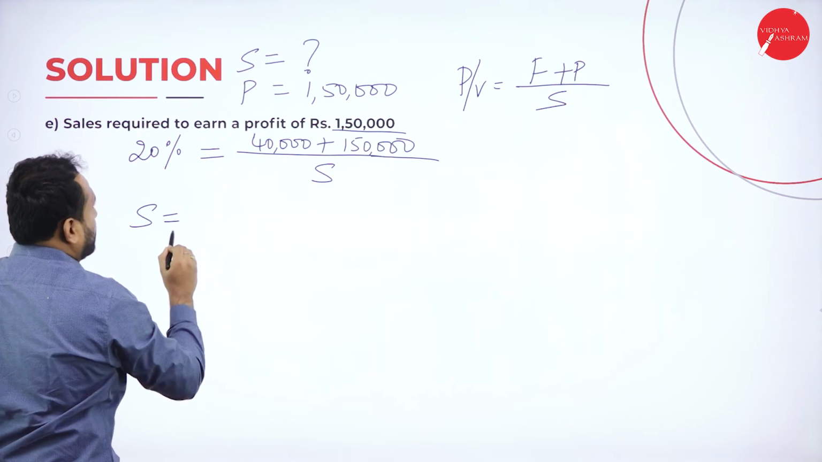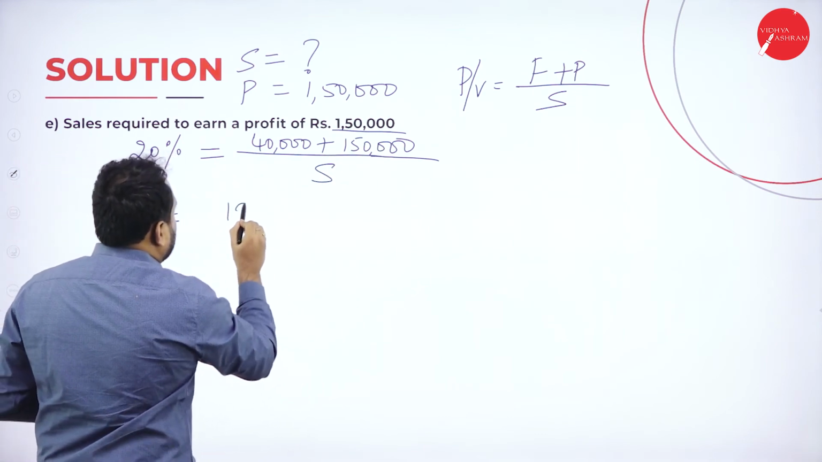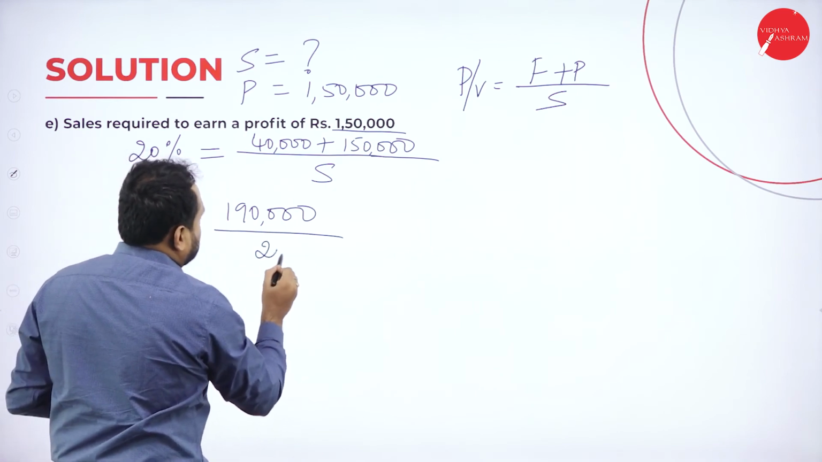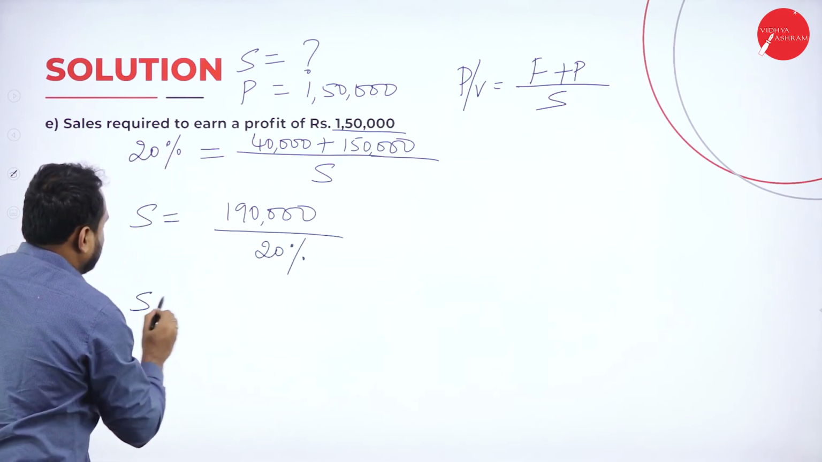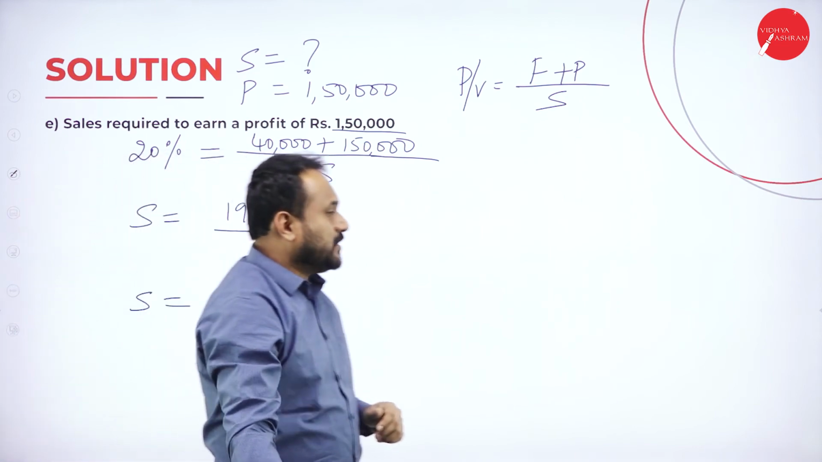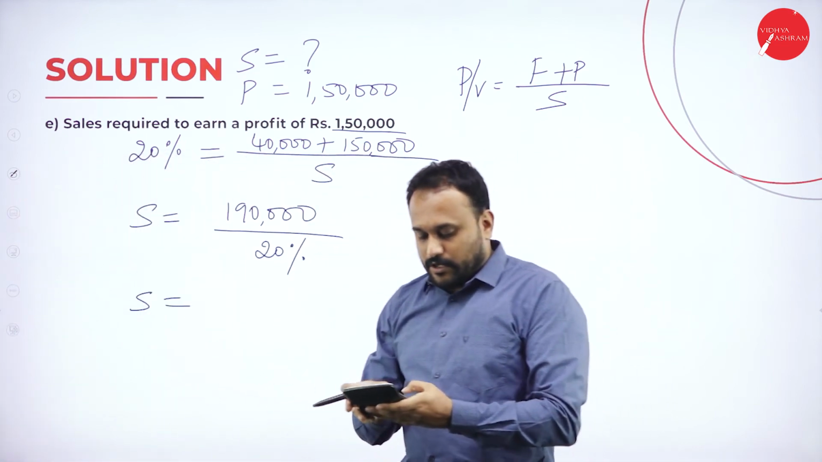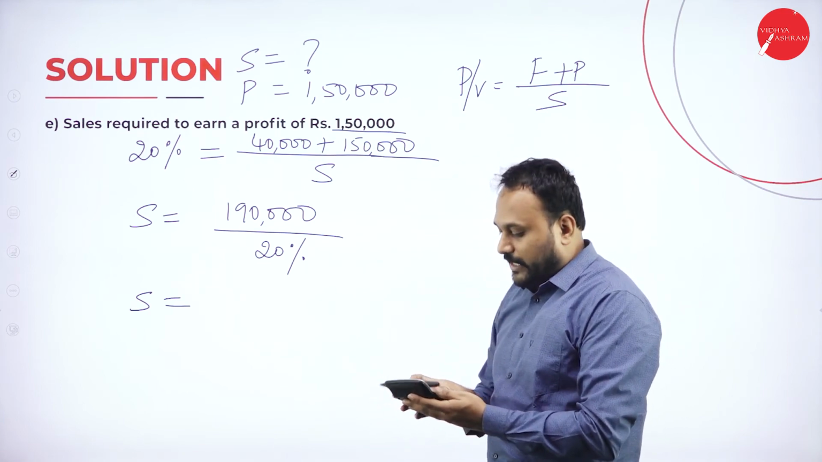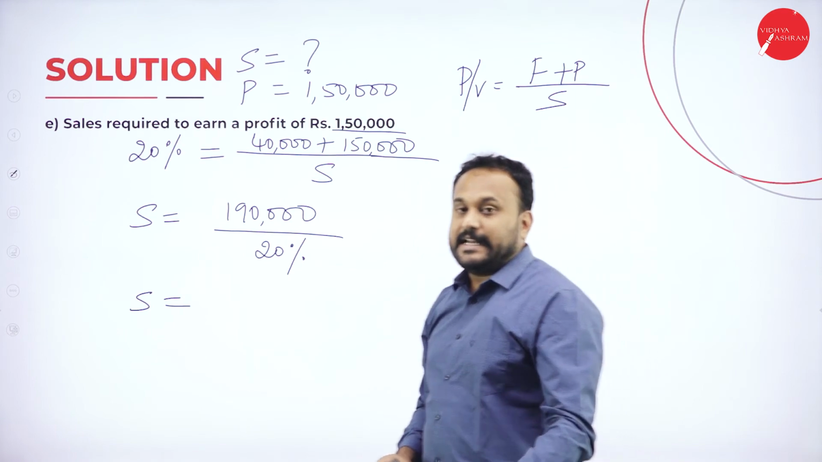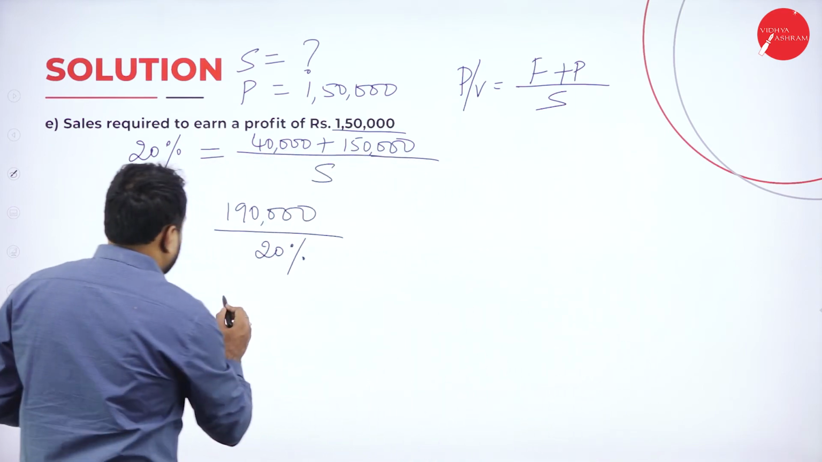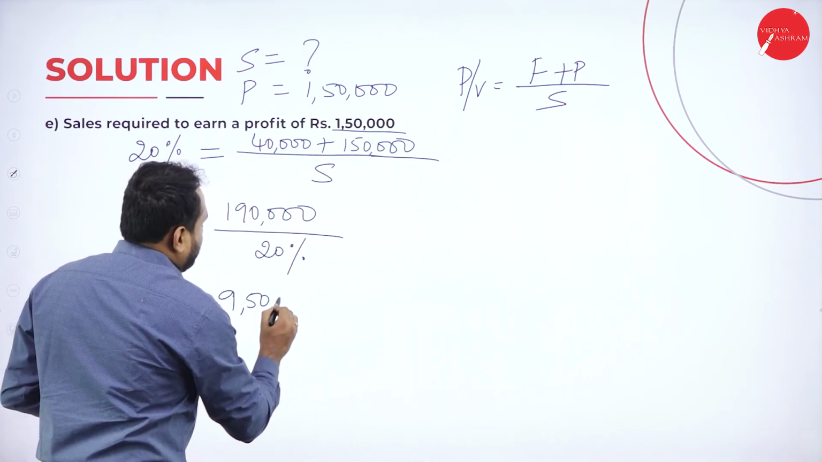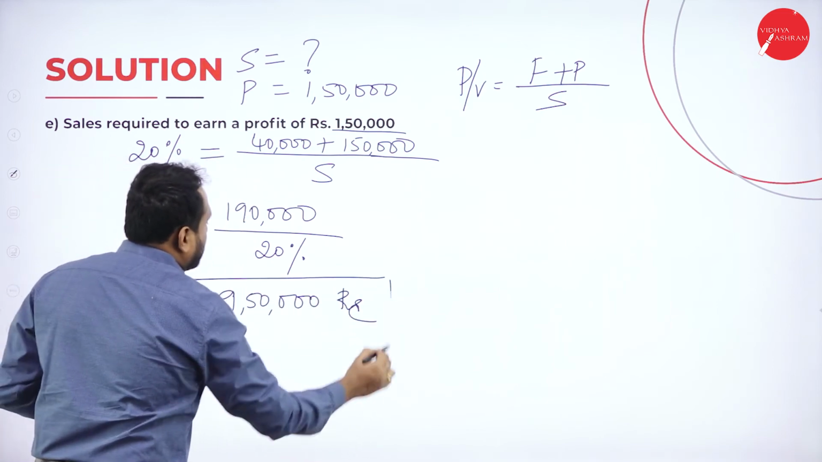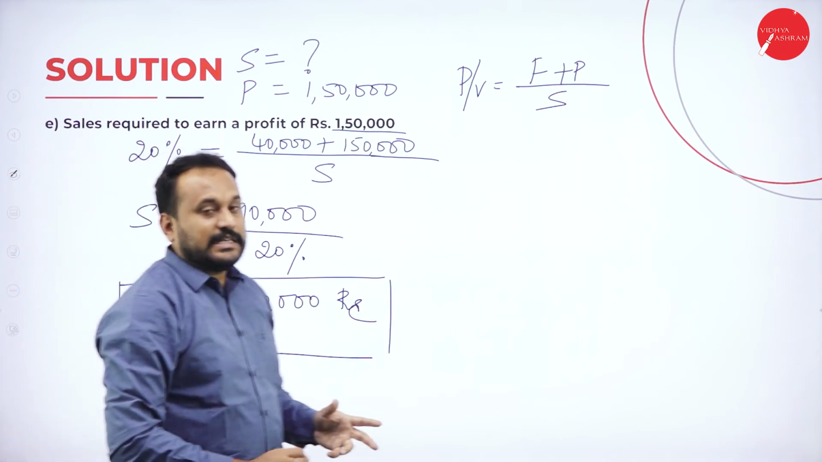So sales is equal to 40 plus 1,50,000 is 1,90,000, divided by 20%. So sales is equal to, take your calculator, 1,90,000 divided by 20% is 9,50,000 rupees. So we got how much? 9,50,000 rupees.